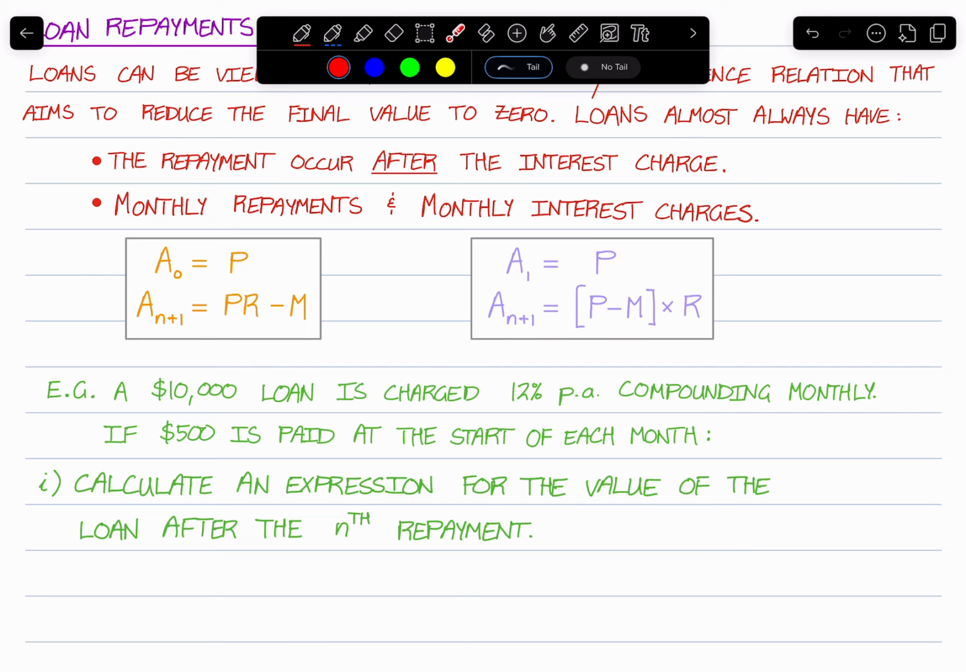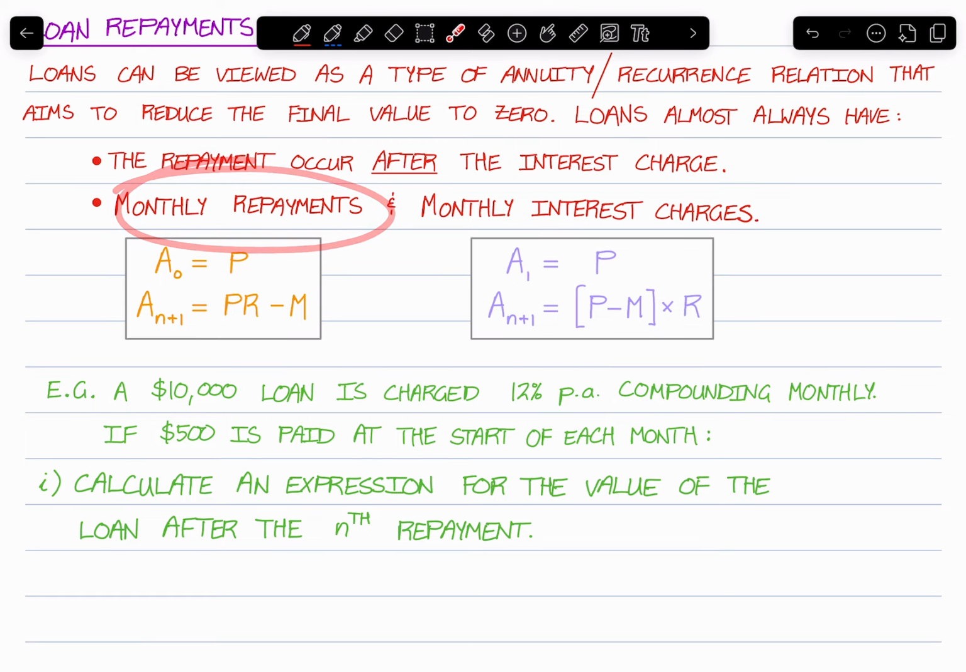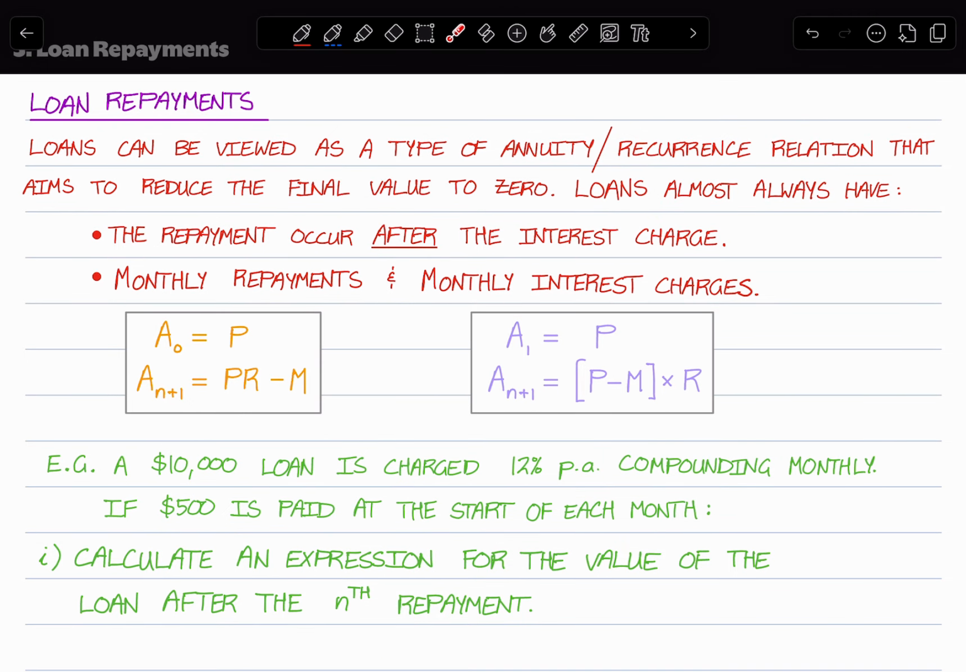Other than the monthly repayments, you'll see that it's almost always given as a yearly rate that we could very easily convert into a monthly rate. Other than that, it actually is very similar to what we've done with annuities.